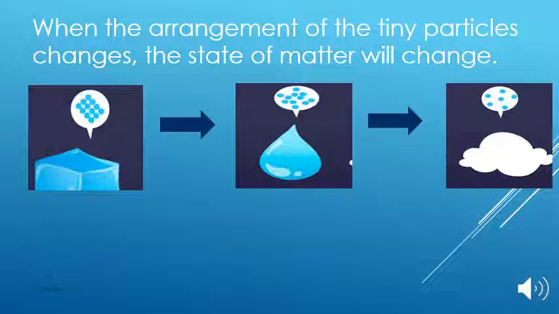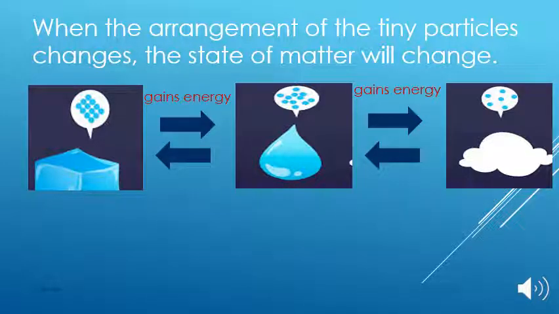Now, how can you change from a solid into a liquid? You should heat. And when you heat a solid, it gains energy. Also, when you want to change from a liquid into a gas, you should heat the liquid so it gains energy. When you want to change from a gas into a liquid, you should cool the gas so it loses heat. And when you want to change from a liquid into a solid, also you should cool the liquid so it loses energy.